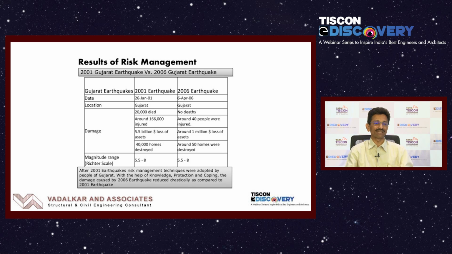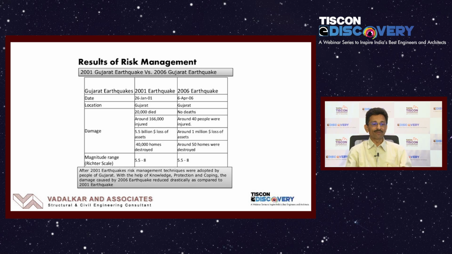This is just an illustration, a table which shows what happened in the 2001 earthquake, and that after 2006 there was also an earthquake in Gujarat. So how many people were affected and what happened? If you look at the comparison, this was in January 2001 and the next earthquake occurred on 6th April 2006. Both were in Gujarat. In the 2001 earthquake about 20,000 people died, but in the 2006 earthquake there were no deaths reported. The number injured was also very high in 2001, but in 2006 only around 40 people were reported injured.